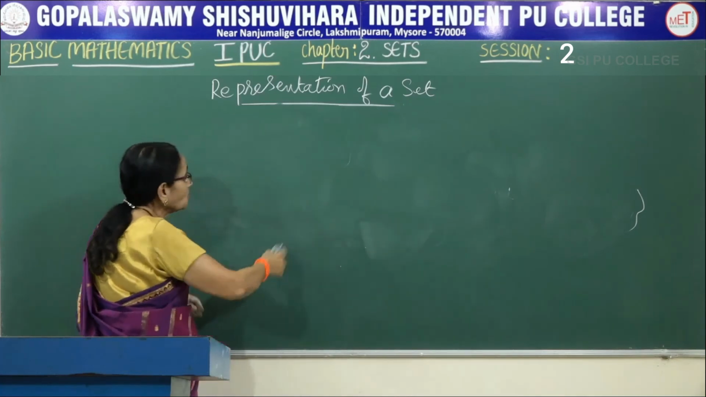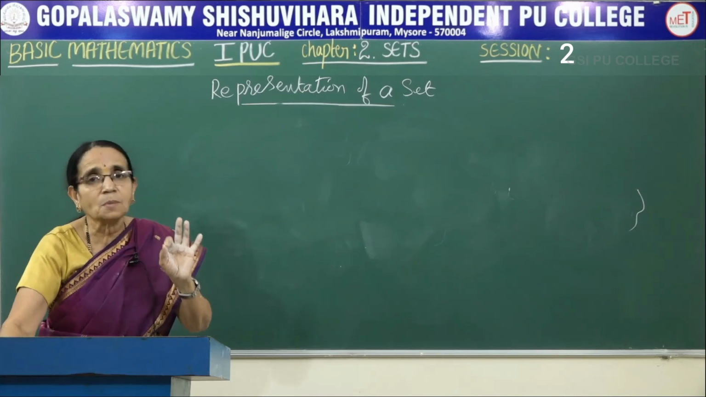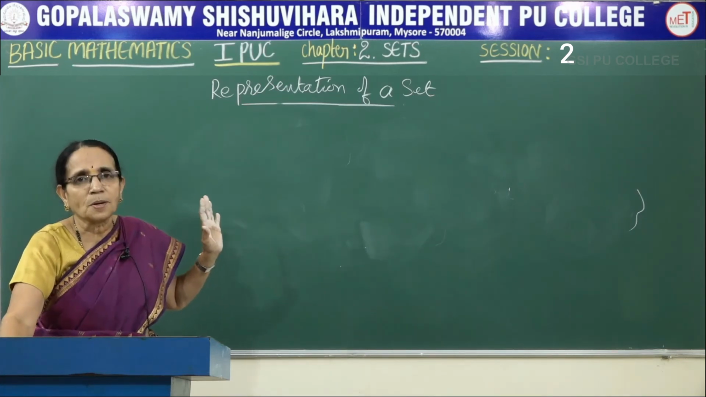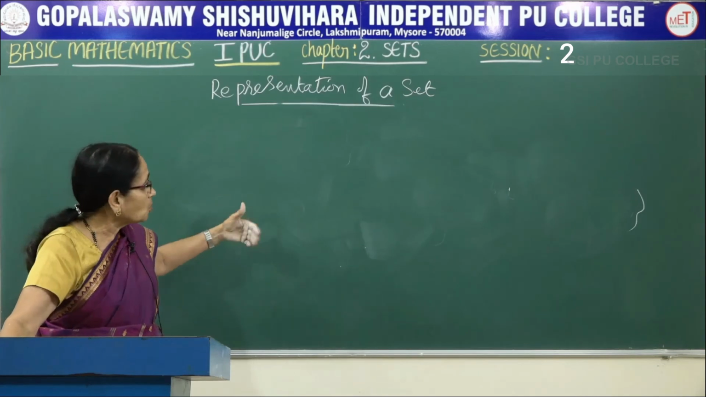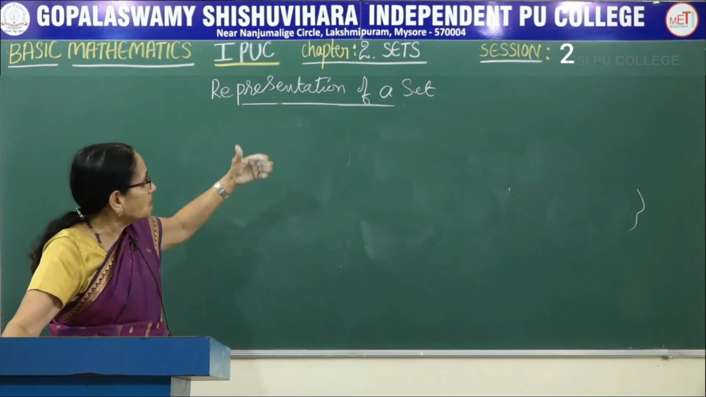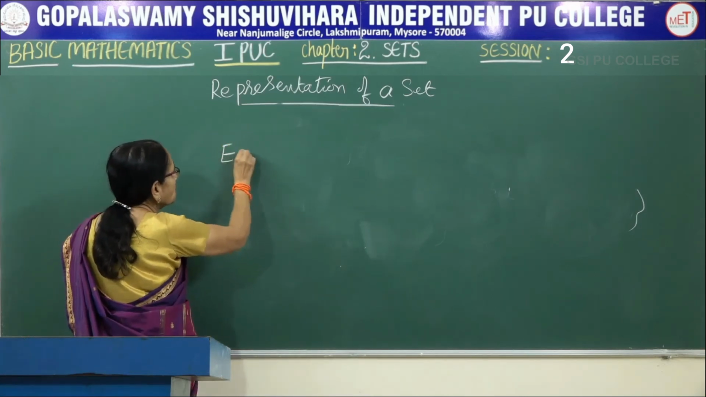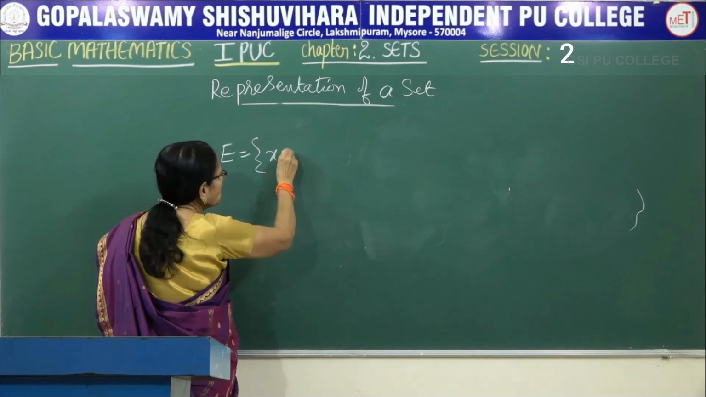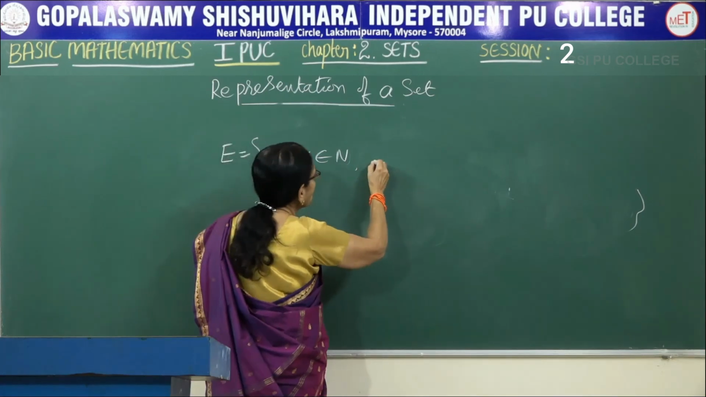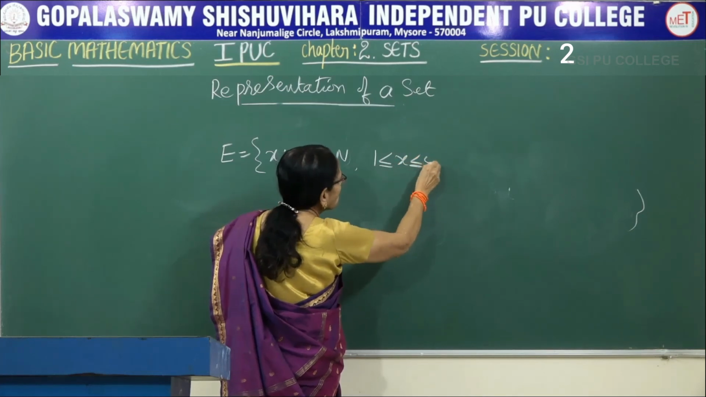But while writing from the roster form to the set builder form, the rule that has to be specified should be written properly. The way you write it should give all the elements that have been specified in the particular set. When the rule method is given, you can write it in the roster method. When it is given in the set builder form, you can easily write it directly. That is comparatively easier. Suppose I give you a set E. The set E contains all x such that x belongs to N, that means it is a natural number, and 1 is less than or equal to x, less than or equal to 5.